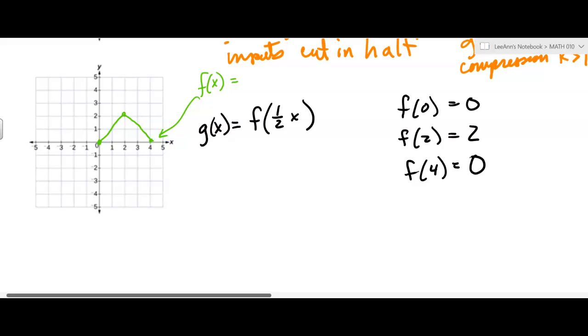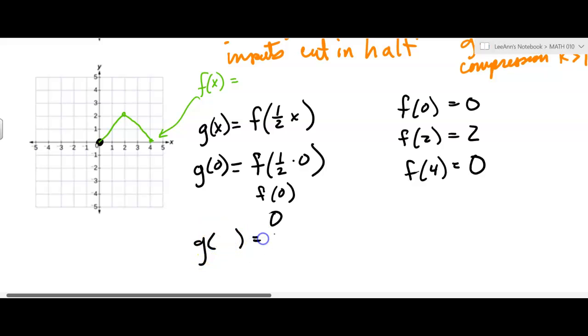So now, if I want to get f of 0, I have to have 1/2 times 0, right? So that means I'm putting in a 0, and f of 0 is 0, so that point stays the same. Now if I want g to be f of 1/2 of something, I want it to be a 2. So I'm going to put in a 4, so that when I take half of it, I'll get 2. And then that gives me f of 2, and f of 2 is 2. So I get the point (4, 2).